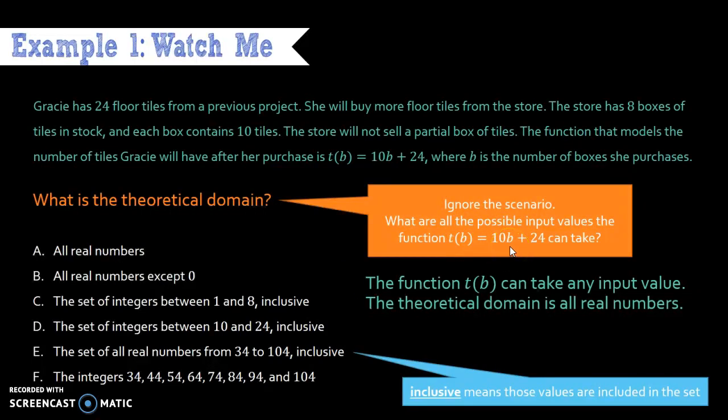I'm not breaking any rules. I can plug in a fraction, a decimal, a negative number, the square root of something. I can plug in all kinds of things. I could plug in pi if I wanted to, and it would be okay. I might not get an answer that would make sense in the situation, but remember, we don't care about that right now. So the theoretical domain for this problem right here is all real numbers, A. That would be the correct answer for this one because I can plug any number that I want to into my function and I can get some sort of answer.